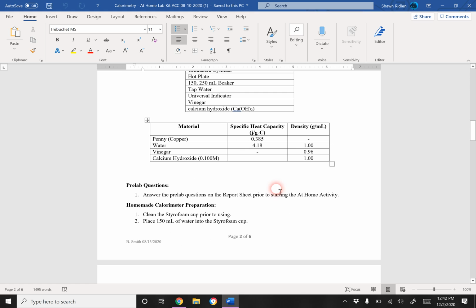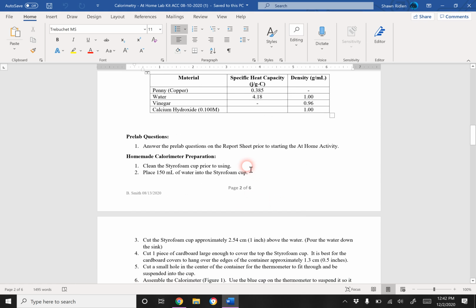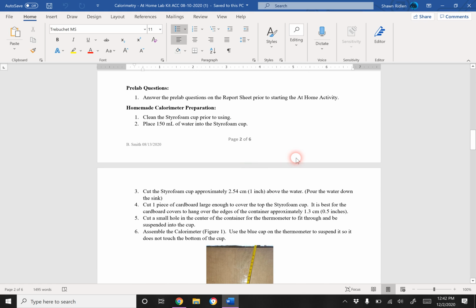So what is it you're actually going to be doing? First answer the pre-lab questions, and then we will construct your calorimeter. You want to clean your styrofoam cup, unless it's already clean, and place 150 mLs of water into the styrofoam cup. Then you want to cut the cup approximately 1 inch above the water, and then you can discard that water. Or you can reuse it for the next step if you'd like.